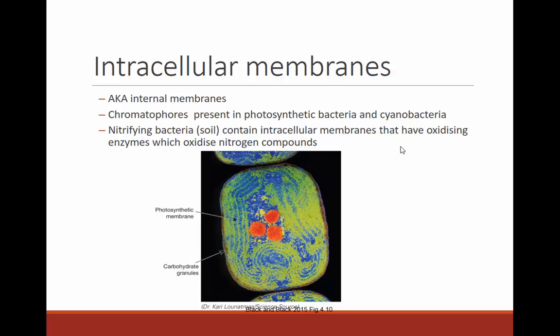So typically these are the chromatophores. Chromatophores are in bacteria that are mostly in water, in fluid. But you also have some of the bacteria in soil that have intracellular membranes as well. And they don't photosynthesize as such. They actually oxidize. There's enzymes there that oxidize nitrogen compounds to produce nutrients for the cell. So those intracellular membranes are quite interesting.